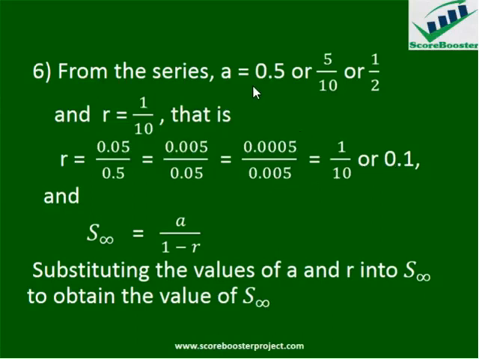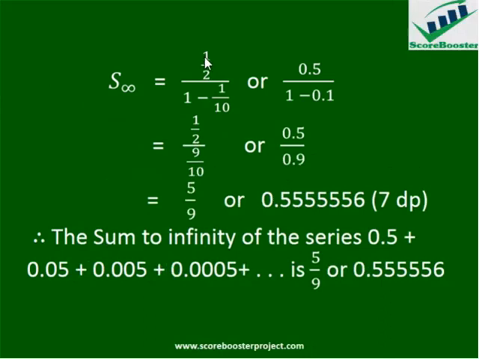Now substitute the value of a and r into s infinity, and the formula for s infinity is a/1 minus r. So if we substitute the value of a and r into that, we have the value of a, which is 1/2 over 1 minus the value of r, 1/10, or we write it in decimal, 0.5/1 minus 0.1. And here we will simplify this. We have 1/2. 1 minus 1/10 we give 9/10, or 0.5 and 1 minus 0.1 we give 0.9.